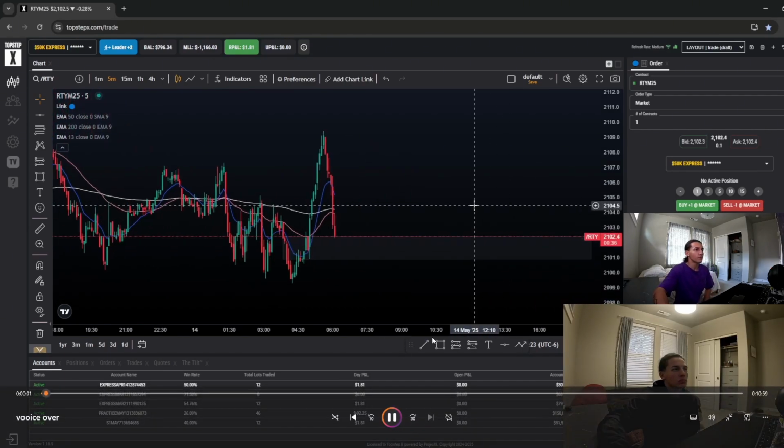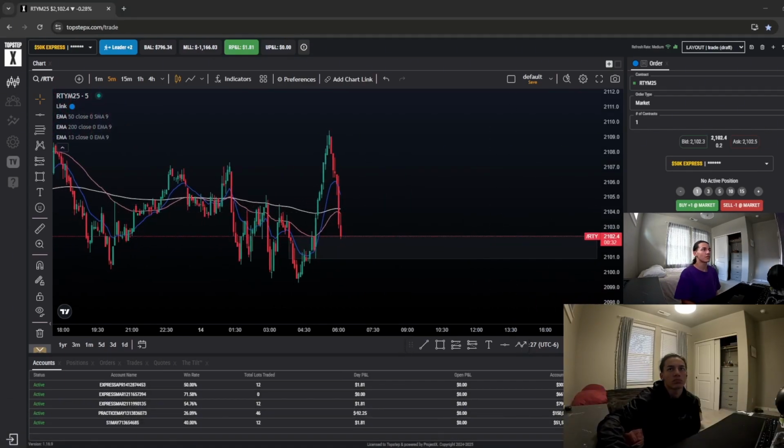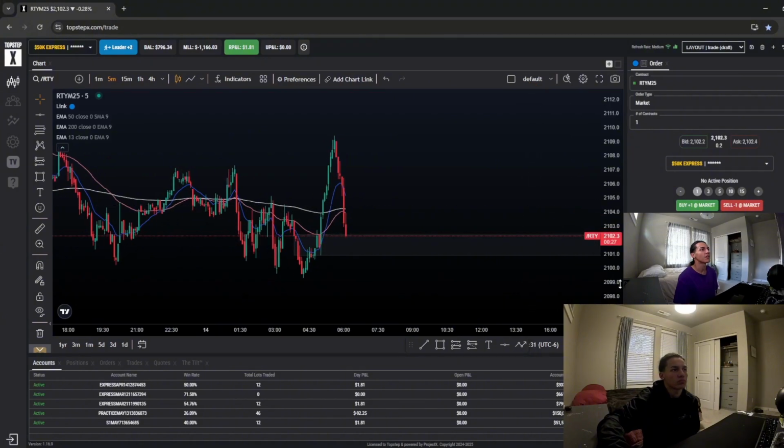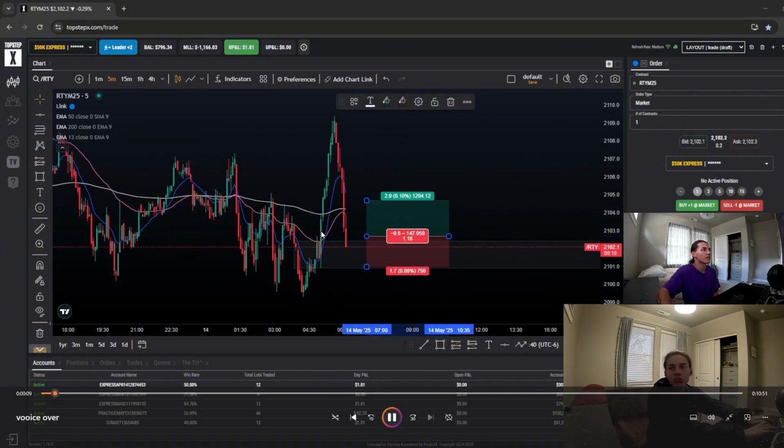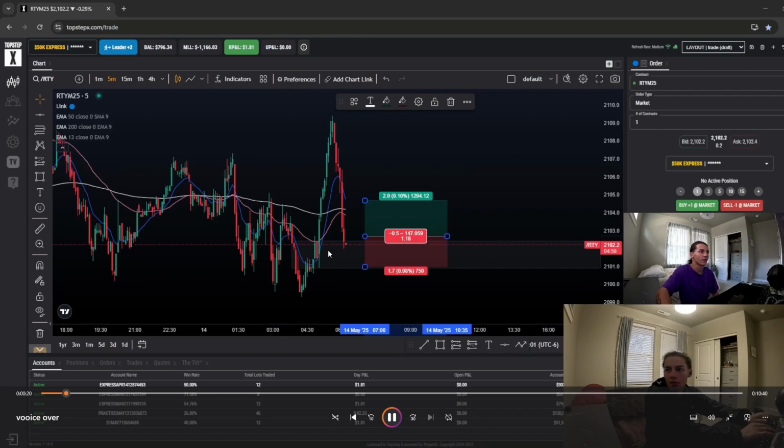So this is before the setup formed. This is right as we came into the zone. So we have a ton of aggressive buying right here, all these aggressive bullish candles. This is a good indication that there is aggressive price action coming from the demand zone. So it's a good area to take buys.